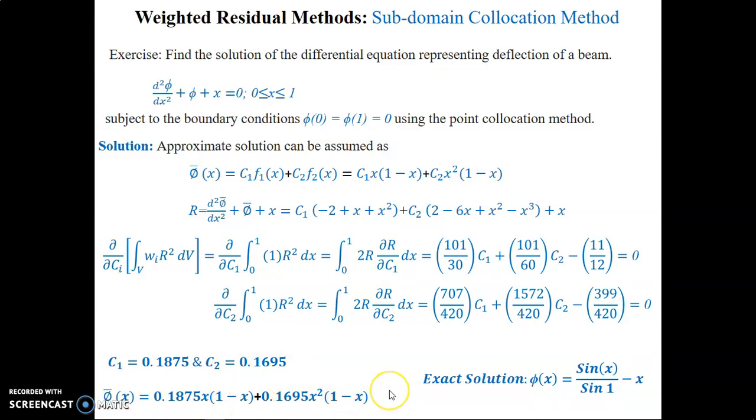Now for the same numerical problems, we are getting the solution by using point collocation, subdomain collocation, the least square method, and the Galerkin weighted residual method. So you can compare them with the exact solution and determine which one is the closest fit to the exact solution. So with this I end this session on the weighted residual methods of finite element solution. In the next video lecture we will be applying the finite element analysis method to analyze planar truss problems.